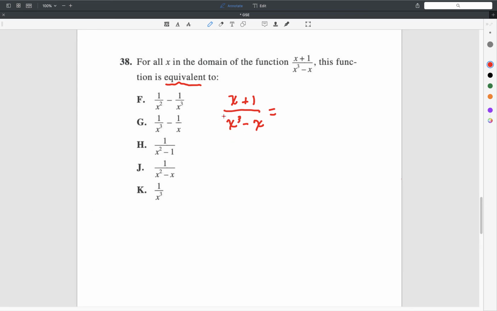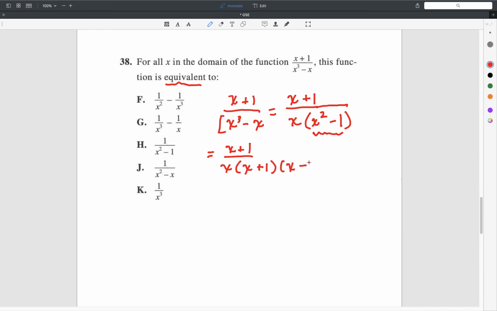What you'll notice is that on the bottom, we could actually factor out an x. So let's rewrite this as x plus 1 over, let's take out an x here, x times (x squared minus 1). And then from that point, what you'll also notice, if you're familiar with this, is the difference of two squares. And if you're not familiar with this, don't worry about it. Feel free to just give yourself an example and solve it that way. But you can rewrite the difference of two squares as the first number plus the second number.